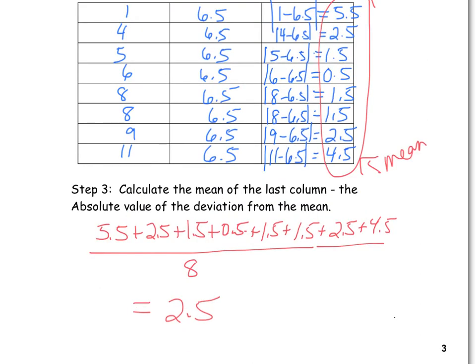So you finish by adding up all the deviations we found, dividing by 8, and you should have gotten that the mean deviation is 2.5. So this is our mean deviation. What this means is that each data point, each number in our data, is on average 2.5 units away from the mean of 6.5. So it tells us how spread out our data is. On average, the numbers are 2.5 away from the center.